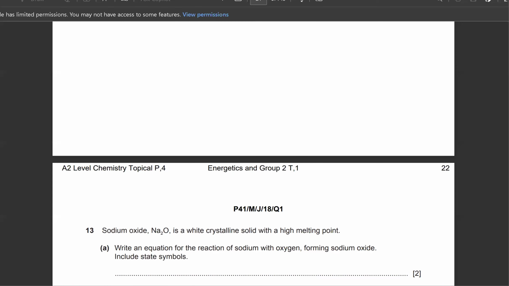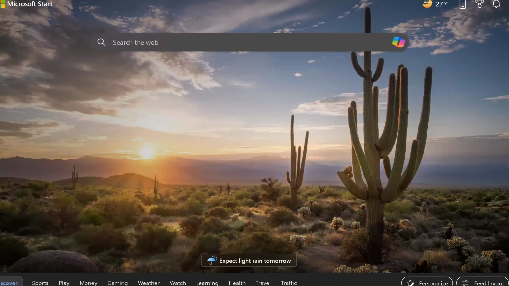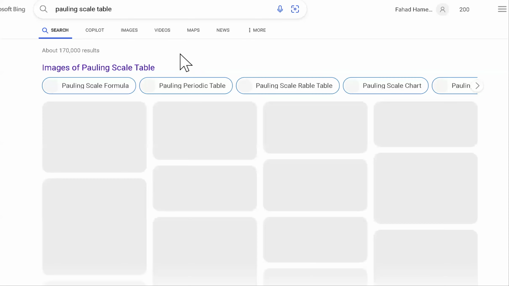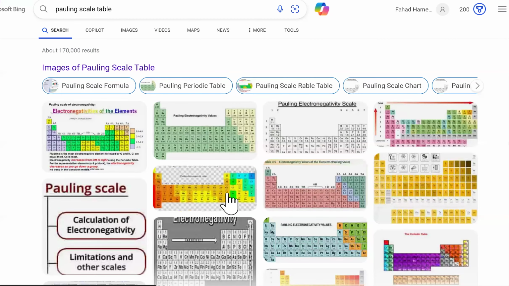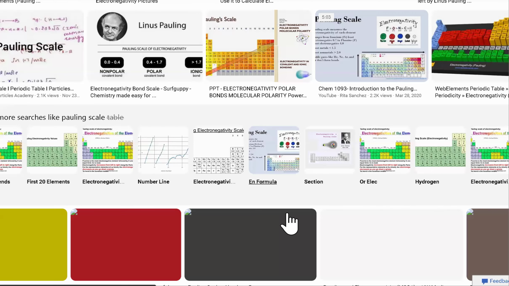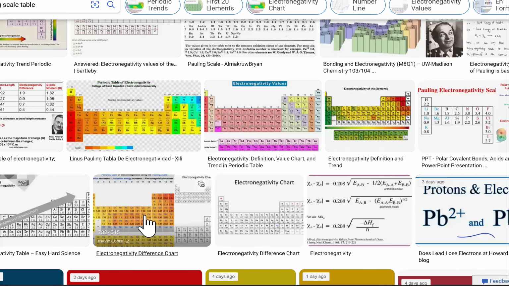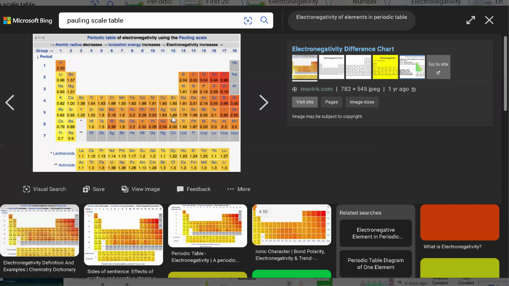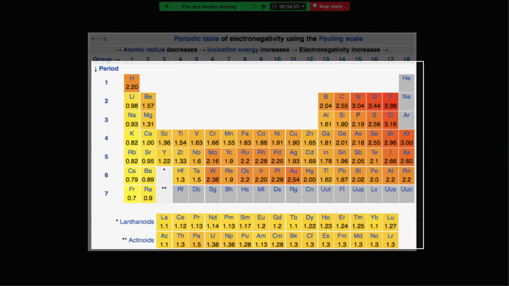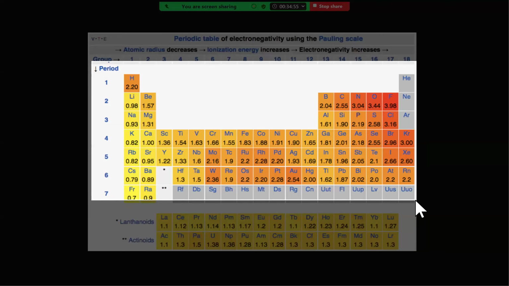table, like if I have the Pauling scale values, remember the Pauling scale table gives you the electronegativity values of different elements. So let me see a table with values in it. That's good enough. So we've got a table and it's got electronegativity values.